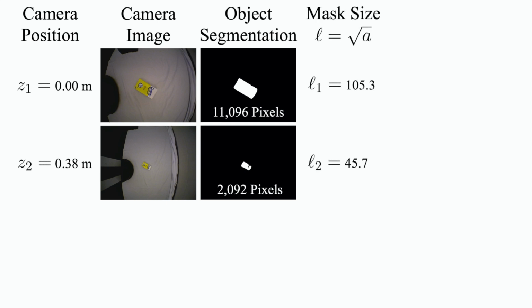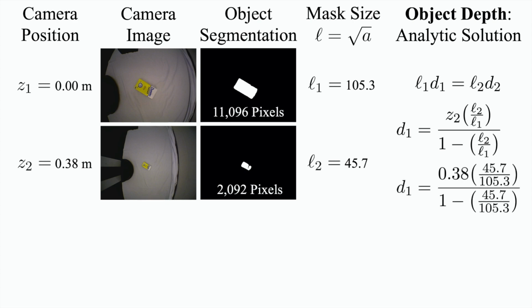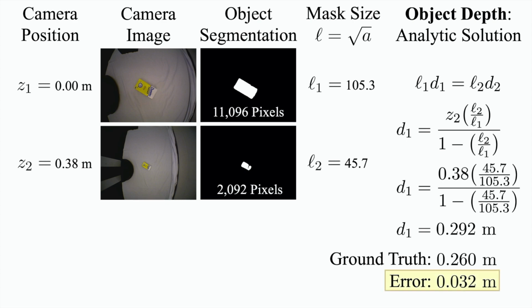the segmentation scale. Finally, using the analytic solution from our paper, we are able to solve for the distance to the sugar box d1 using the relative change in camera distance and the relative change in segmentation scale. Using the actual numbers, the object depth is found to be 0.292 meters. With a ground truth object depth of 0.26 meters, this isn't too bad, but we can do much better. Also note that depth estimation errors are primarily caused by noisy segmentation in the real world, which causes the estimated segmentation scale to deviate from the ground truth.